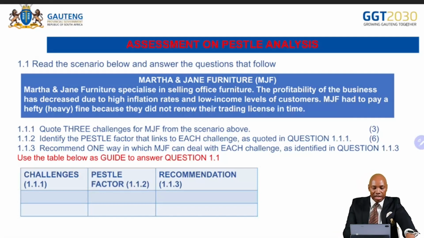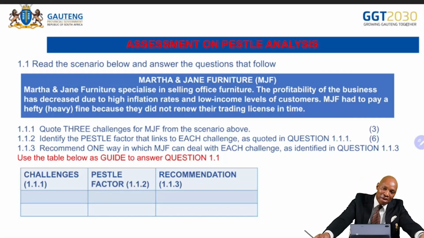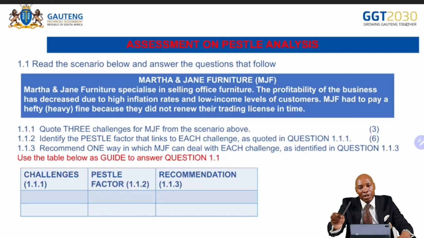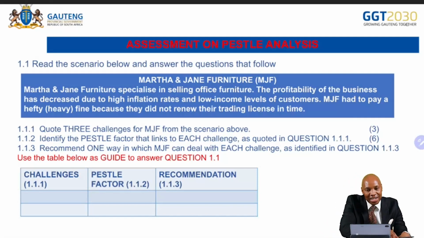Then upon identifying, recommend. You see how questions are asked. You identify, you tell how it poses a challenge, you recommend. So it's important that you do that. Recommend one way in which MJF can deal with each challenge as identified. So your recommendation, by the way, what did I say about the recommendation? The recommendation must link to the challenge. You recommend based on the challenge.